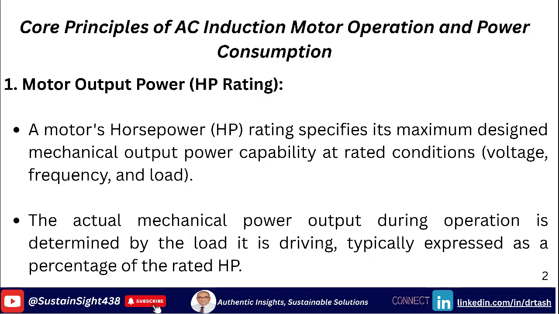This isn't a measure of electrical input. It's the principle of motor output power. The HP rating specifies the maximum mechanical output power the motor is designed to deliver at its rated voltage, frequency, and full load. However, a motor doesn't always run at full HP. It will deliver only the power required by the equipment it's driving. This brings us to the concept of operating load, which is simply the actual mechanical power the motor is producing, expressed as a percentage of its rated HP.